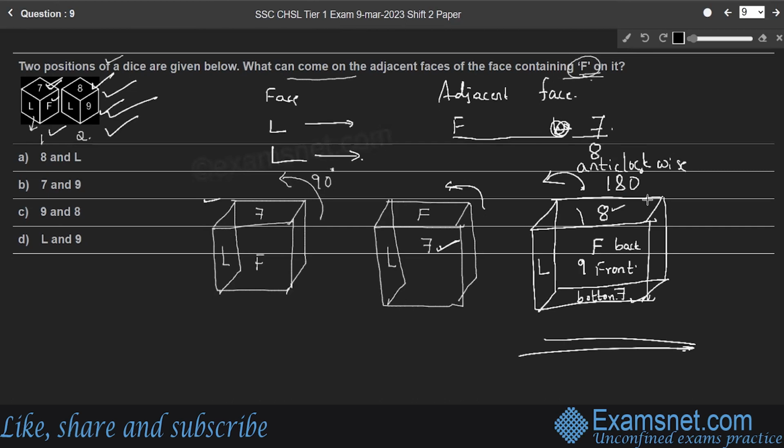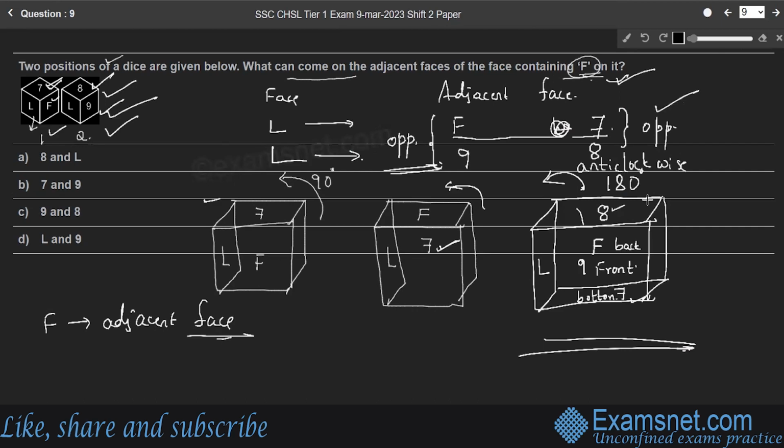And 7 and 8 are opposite faces. F is the back face, 9 is the front face. Therefore, 9 and F are opposite faces. So here the question is, what are the adjacent faces of F? So consider adjacent faces of F.